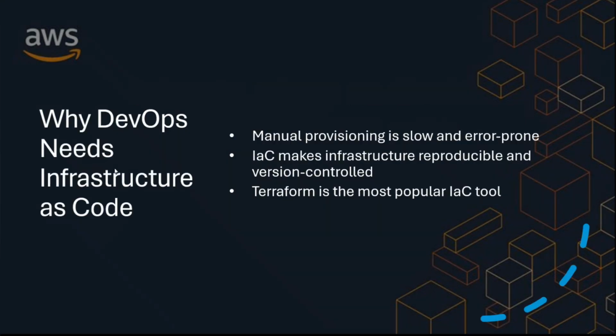In DevOps, automation is the key, not just for deploying applications, but also for provisioning the infrastructure they run on. Traditionally, setting up servers meant clicking through cloud dashboards, remembering settings, and hoping you didn't miss a step. That's not scalable. Infrastructure as Code solves this by letting you define your infrastructure in files. These files can be version controlled, shared across teams, and reused in different environments. And when it comes to IaC tools, Terraform is the most widely adopted and beginner friendly.